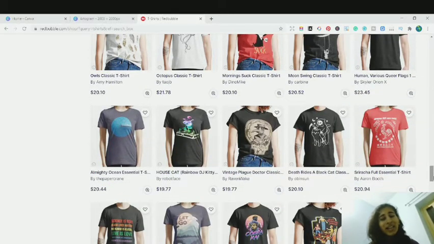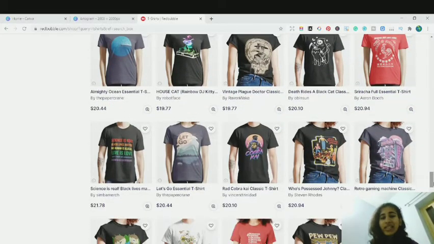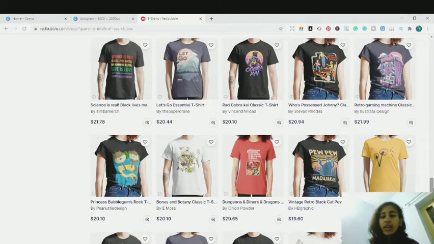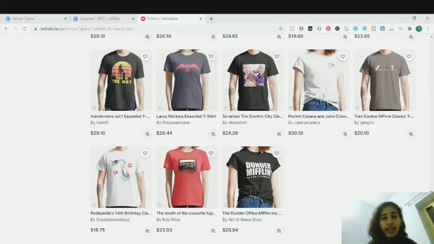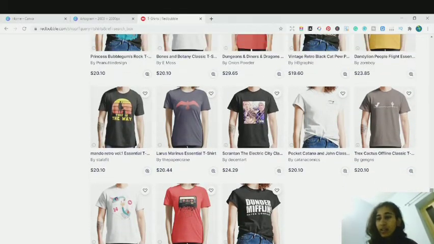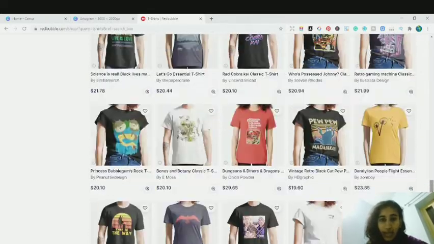You can just see what's selling, what's there on the first page, and take an idea and create a unique combination of two different niches, kind of merging the gap between them, and create a unique idea-based design that is really going to sell on this platform, guys. Now let me see something else.